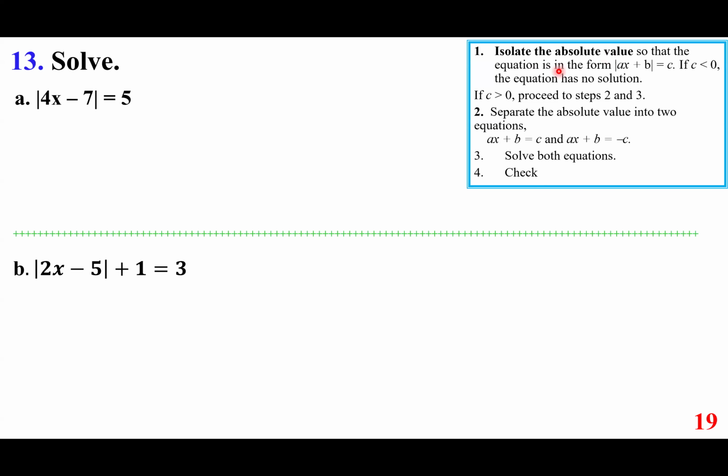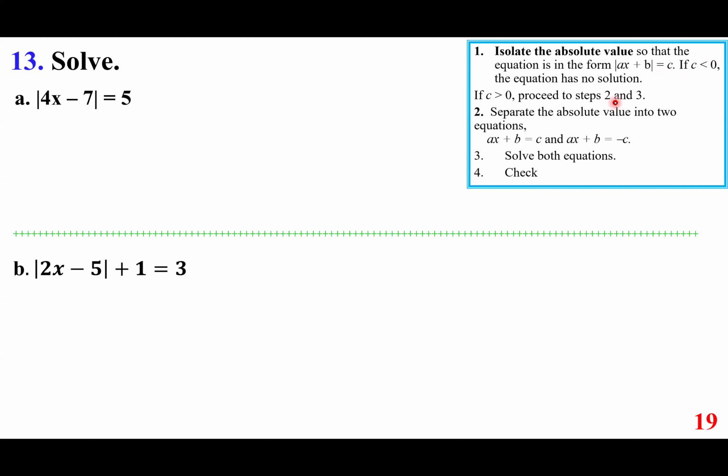So that the equation is in the form of absolute value of ax plus b equals, if it's an equality, less than or greater than, isolate that. If c is less than 0, the equation has no solution because absolute value is distance from 0. Worst case scenario can be 0, not negative. If c is positive, proceed to steps 2 and 3.